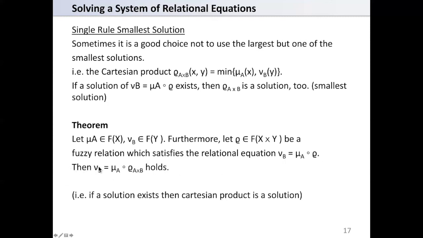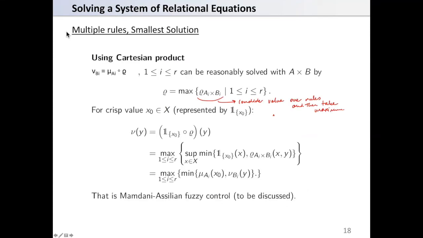Then this equation holds. This is saying that membership of set B on Y is equal to membership of set A composition with the Cartesian product relation. That is, if a solution exists, then the Cartesian product is a solution. When we have multiple rules and are looking for a small solution, the Cartesian product can be used.